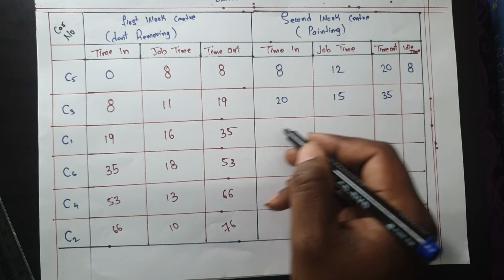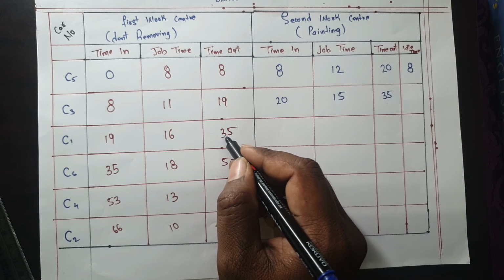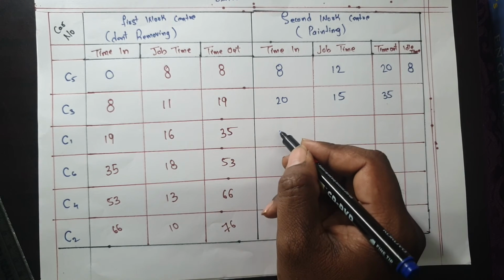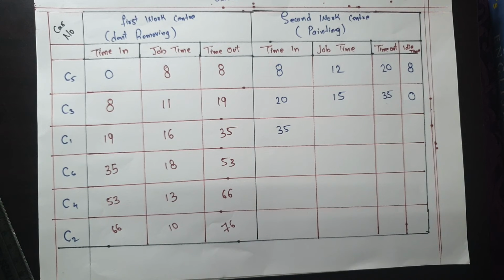35, you can bring down. Before bringing down, you have to check the beside number. What is there? 35, equal only. So, you can bring 35. Here idle time is 0. How much idle time is there? 0, because are any differences coming? No. If it is higher, then only you have to check the difference.